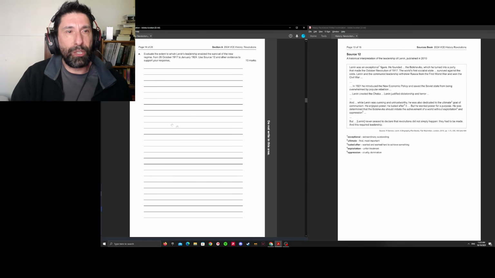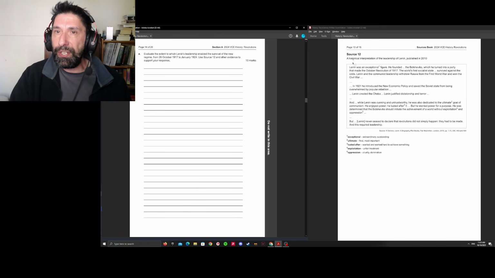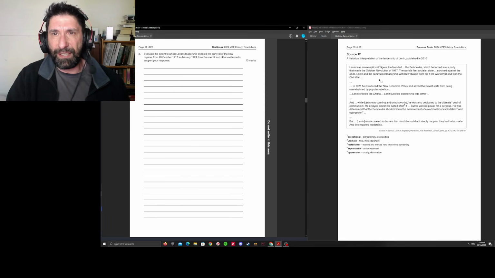Now, you might only spend one or two points referring to his leadership. This source is all about Lenin. So, once again, there's a lot of information here about Lenin and some policies too. So, we've got Lenin was an exceptional figure. He founded the Bolsheviks, which he turned into a party that made the October Revolution of 1917. The world's first socialist state survived against the odds. Lenin and the communist leadership withdrew Russia from the First World War and won the Civil War. So straight away, there are lots of signposts about things that you can refer to.